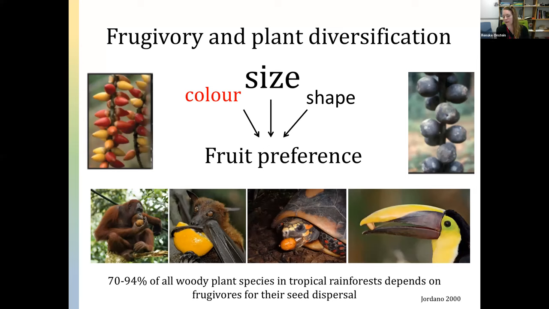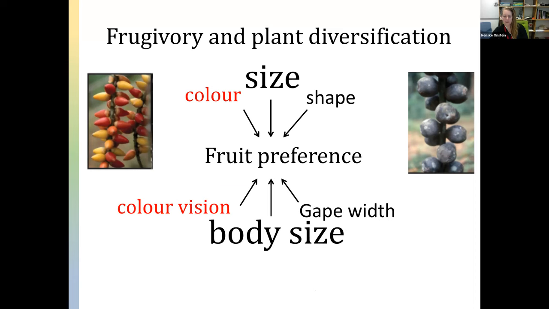Now, the interaction between the frugivores and the plants, we know, is not random. So the frugivores may have a certain fruit preference based on, for example, the color, the size, or the shape of the fruits. And this fruit preference is also influenced by the ecological traits of the frugivores, such as their color vision, their body size, and their gape width. So often we see these kinds of matching traits, right? That frugivores with a particular color vision prefer particular colored fruits.